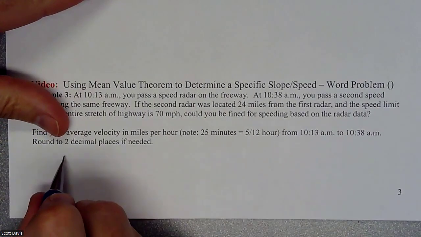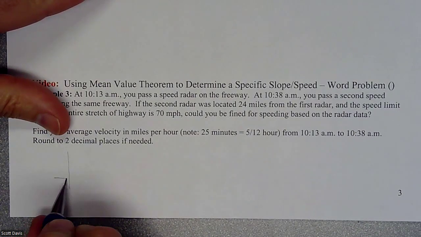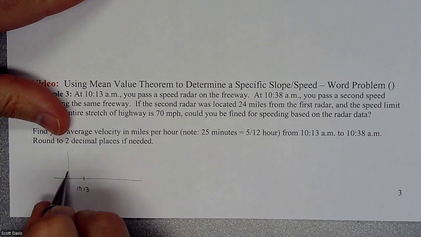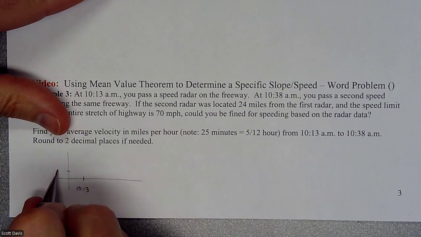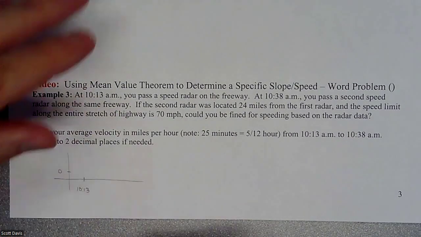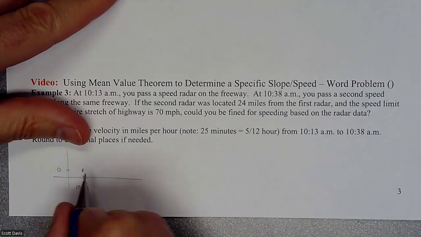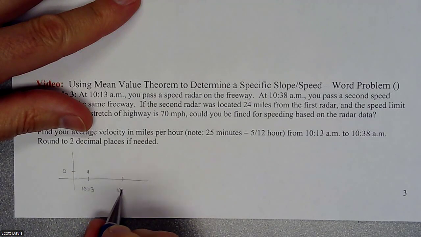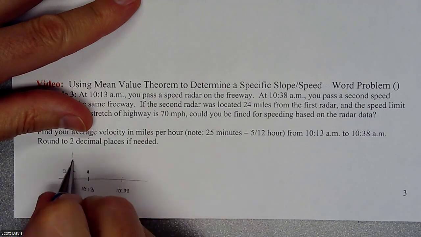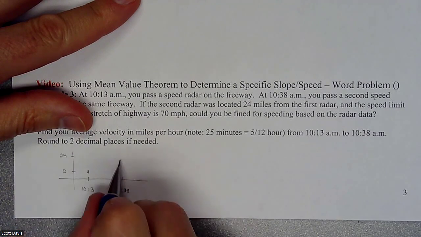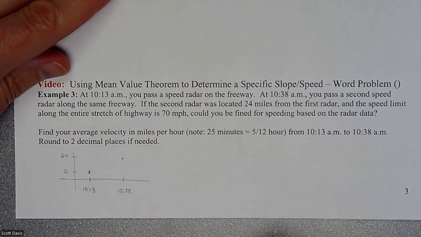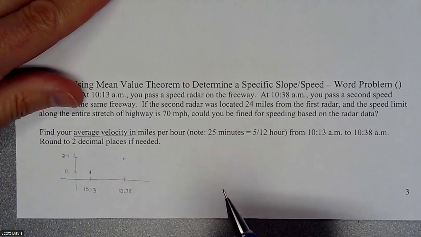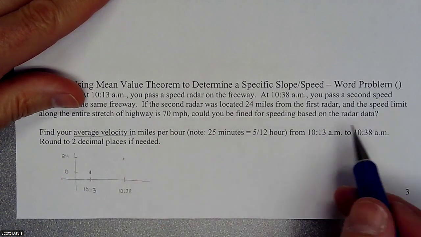So here's a quick idea. We are going to graph, and just say that this x value is 10:13. We were at mile 0 from the first radar. And then somewhere down the road, at 10:38, we were at mile 24. So it suggests we find the average velocity. Average velocity means slope, in miles per hour, from this time to this time.